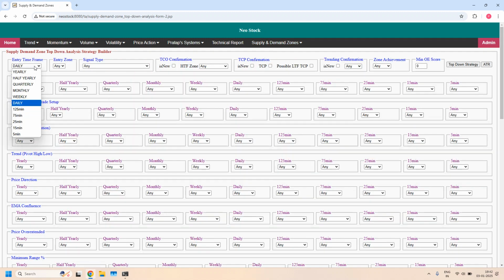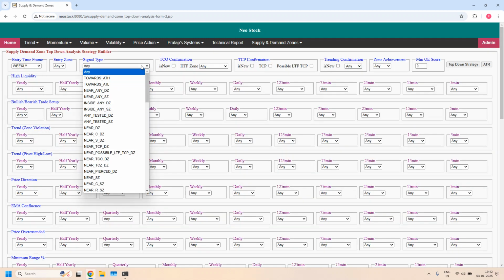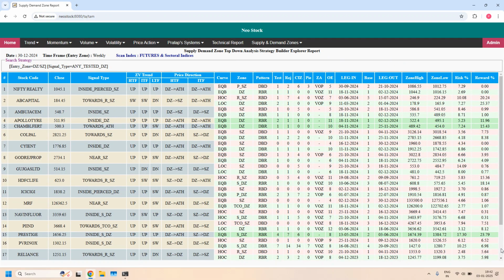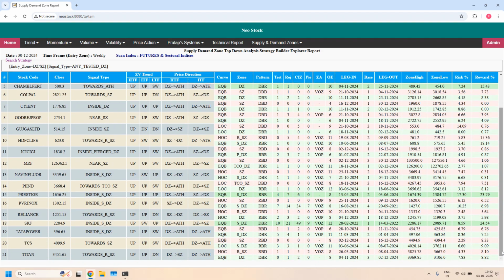Okay, next weekly time frame. Let us find the stocks tested during this week. Okay, these are the tested weekly demand zones. Good number of weekly demand zones are tested during this week. First 17 stocks in the list. These stocks having weekly demand zones are tested. I am scrolling the list down. So total 21 stocks are filtered. That means these 21 stocks having weekly demand zones are tested during this week.